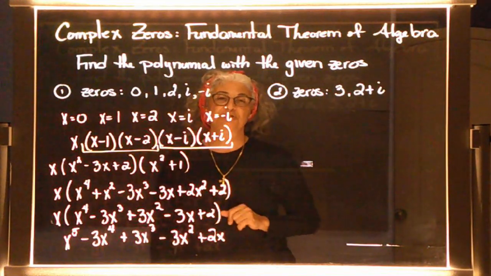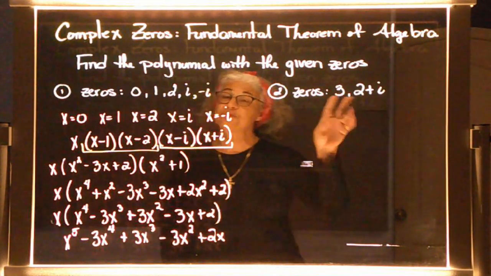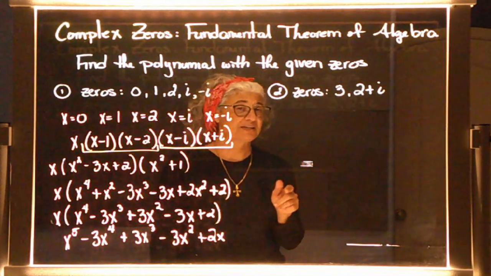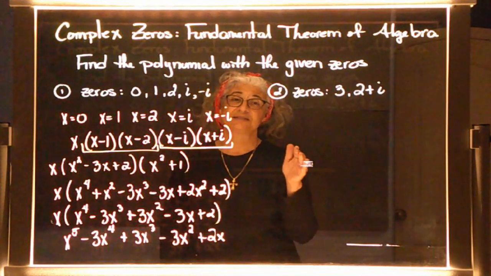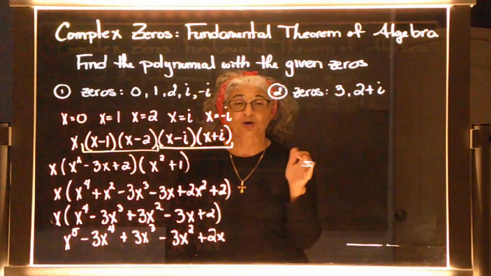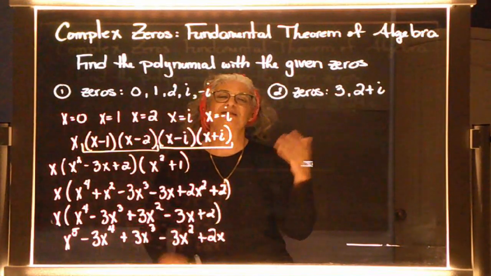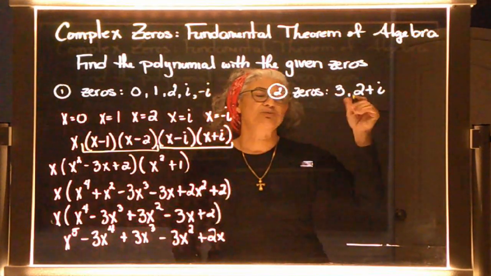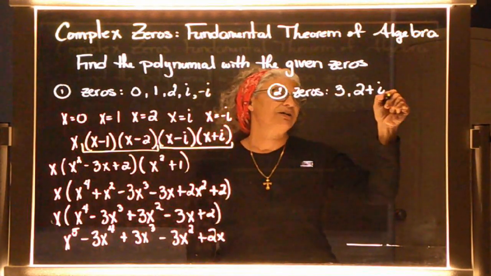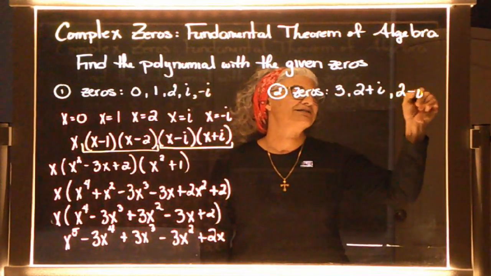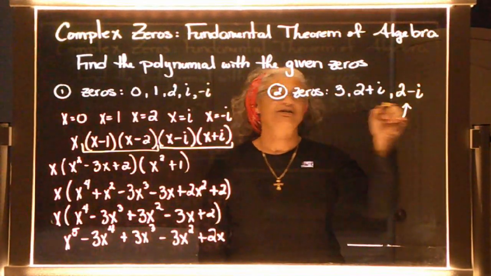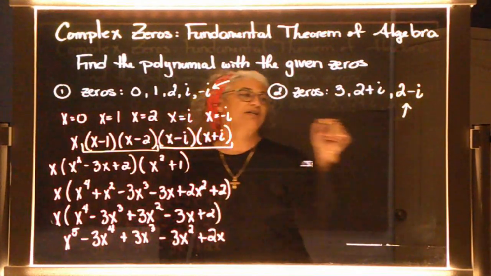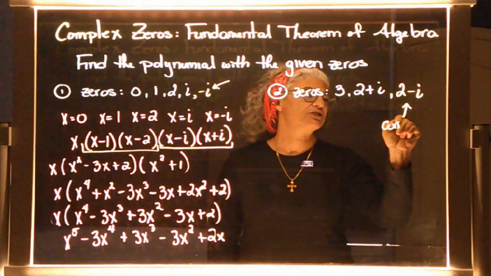So let's look at number 2. I have 2 zeros, right? So I should come up with a 2nd degree polynomial, right? Yeah, no, because complex numbers travel in pairs. If you have 2 plus i, that's right, you're going to have 2 minus i. This guy right here, as well as this one over here, this is known as the conjugate.